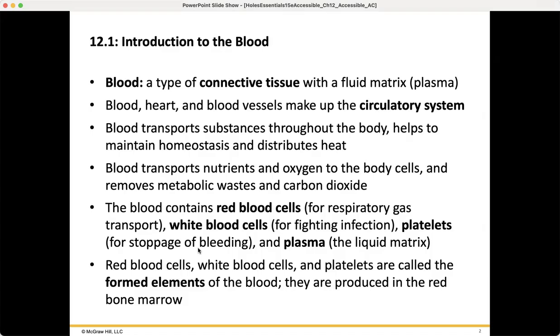Platelets are pieces of cells, fragments of cells called megakaryocytes, and they are part of blood clotting for stopping bleeding. And then plasma has a lot of different proteins in it, proteins that are good for people, such as antibodies, which is why sometimes people donate blood plasma.